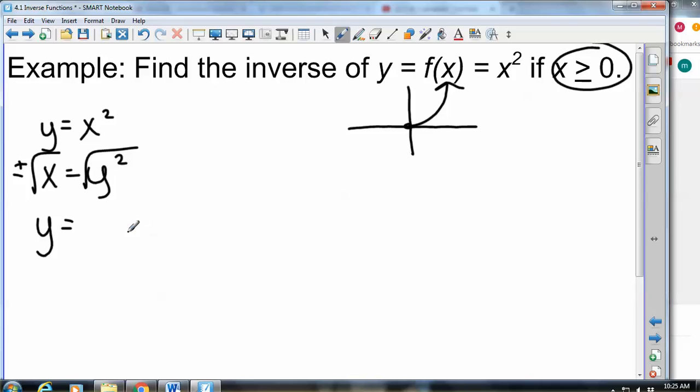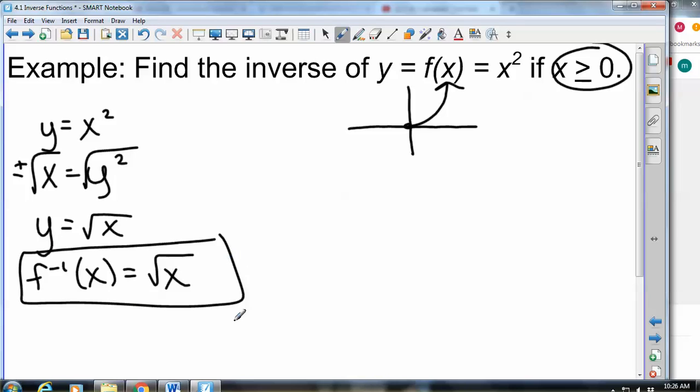However, if x is positive, can you have the negative part? No. So because of this restriction that we were only looking at positives, when I work out my inverse, I'm going to drop the negative. So my inverse is the square root of x.